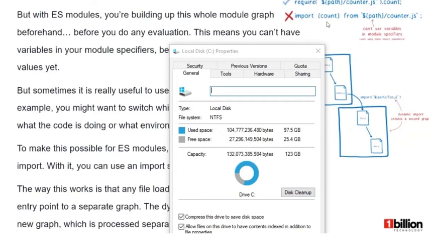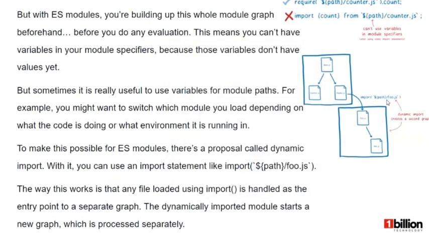To make this possible in ES modules, there's a proposal called dynamic import. With it, you can use the import statement like import(). The way this works is that any file loaded using import() is handled as an entry point into a separate graph. So it will go as a different graph, and over there it checks for the path and the assignment. The dynamic import is a new graph which is processed separately.